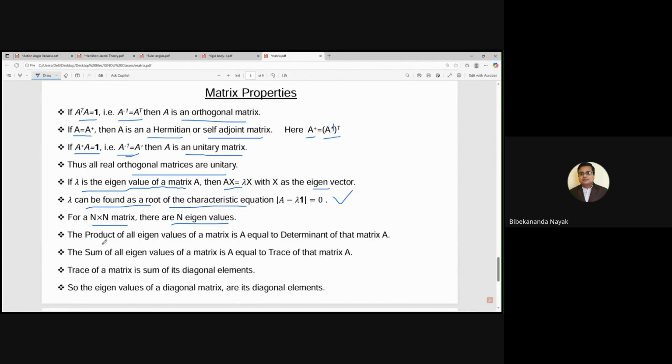The product of all eigenvalues of a matrix is equal to the determinant of the matrix. Suppose it is a 3 cross 3 matrix with 3 eigenvalues. If you take the product lambda 1, lambda 2, lambda 3, you get the determinant of that matrix. Similarly, the sum of all eigenvalues, lambda 1 plus lambda 2 plus lambda 3, is equal to the trace.